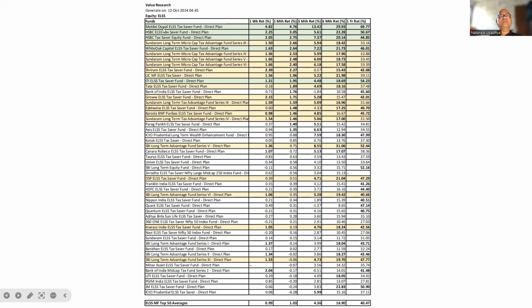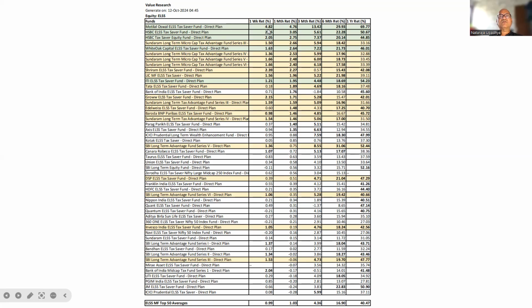However, there are some green. Let's discuss: Motilal Oswal ELSS Tax Saver Fund, HSBC ELSS Tax Saver Fund, HSBC Tax Saver Equity Fund, White Oak Capital ELSS Tax Saver Fund, ITI ELSS Tax Saver Fund. They made it to the green. And among the green ones, there is one fund standing tall with above 60% return for annual, which is very impressive. Motilal Oswal ELSS Tax Saver Fund.